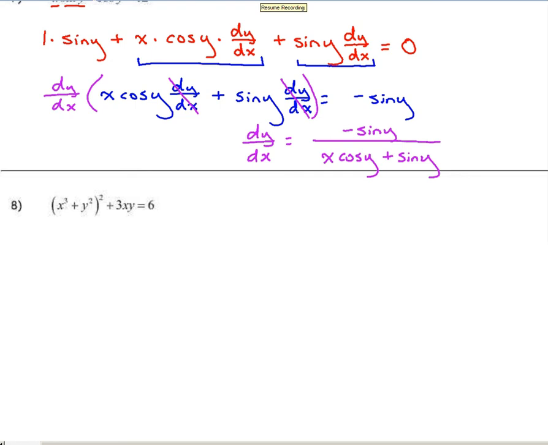Okay, number 8, we got a lot of rules going on here. We start with the chain rule. We start with this quantity to the power of 2, so we bring down the 2. Quantity stays as is. New power would be 1. Continue with the chain though. Tack on the derivative of the inside. Well, inside we got an x cubed, so that derivative is 3x squared. We're adding on, inside we got a y squared, so 2y dy/dx.